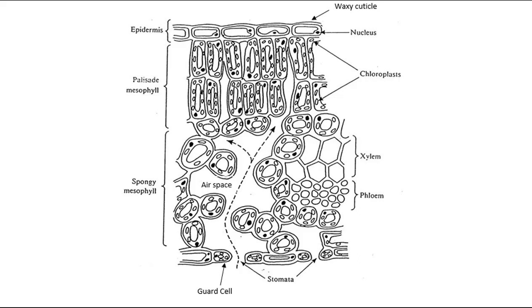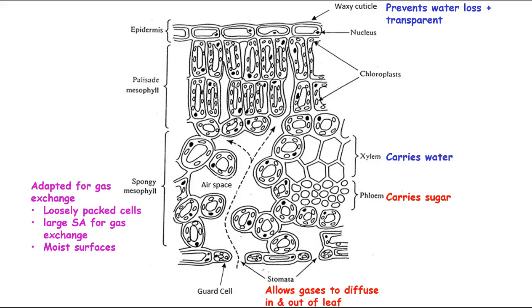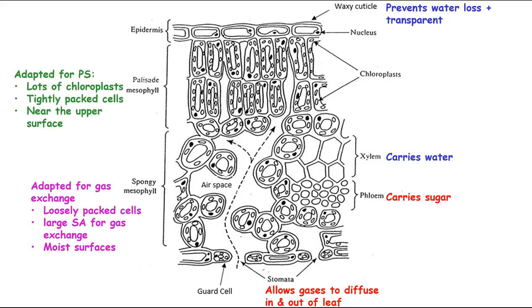Now, slightly different diagram, but it still has all the same features and all the same layers. So, just going through it really quickly, the waxy cuticle prevents water loss and is transparent. The xylem carries water and the phloem carries sugar. The stomata allow gases to diffuse in and out of the leaf. Now, what I said was that we were going to talk about how different layers were adapted.